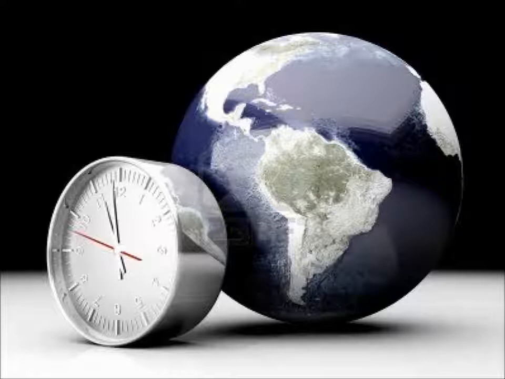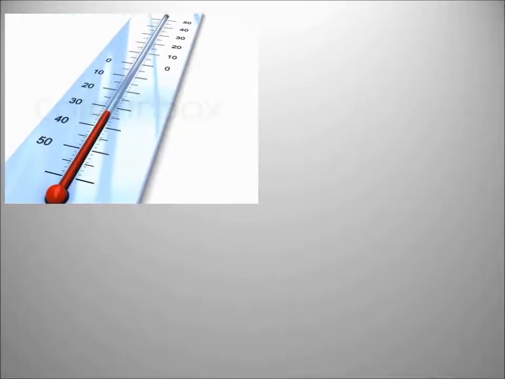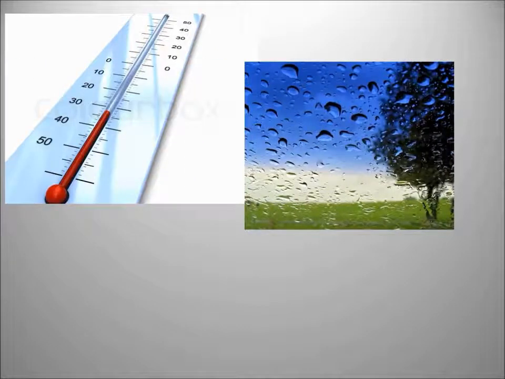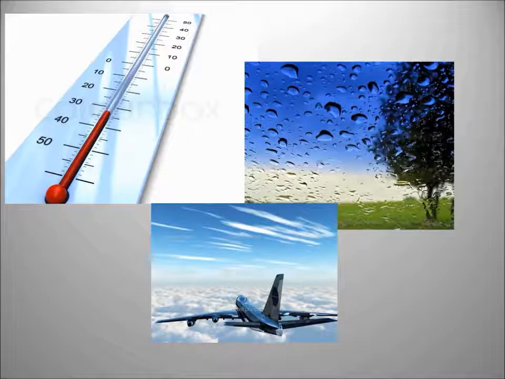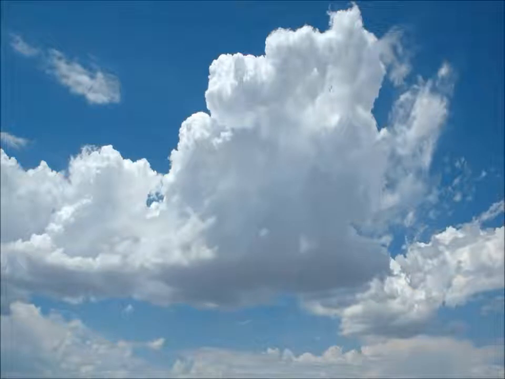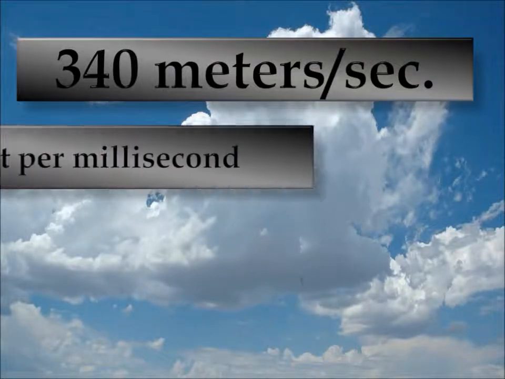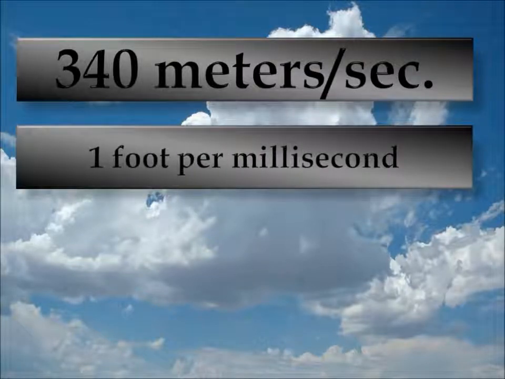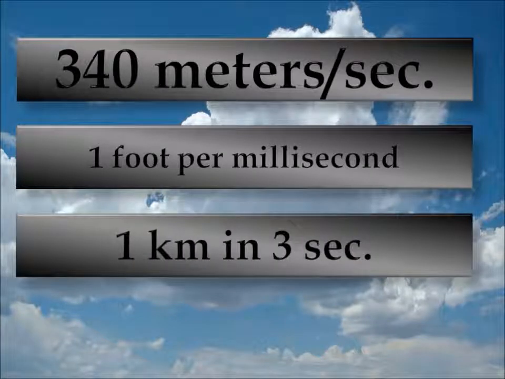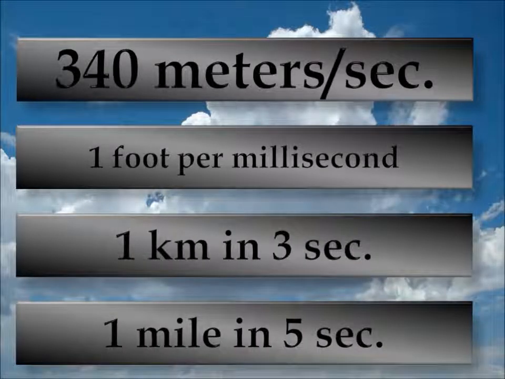Now, there are many properties of air that can change the rate of sound: temperature, humidity, your elevation, whether you are at sea level or up a couple miles from home. Sound generally travels at 340 meters per second. That also works out to be around 1 foot per millisecond, 1 kilometer in 3 seconds, or 1 mile in 5 seconds.